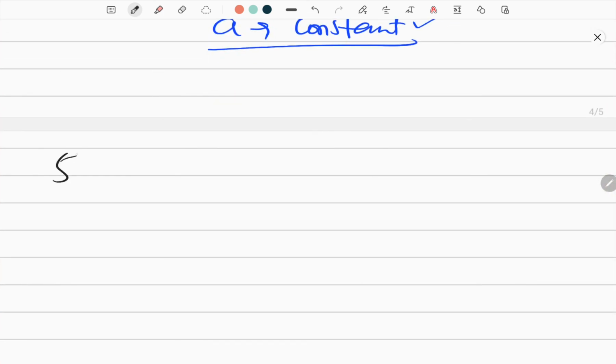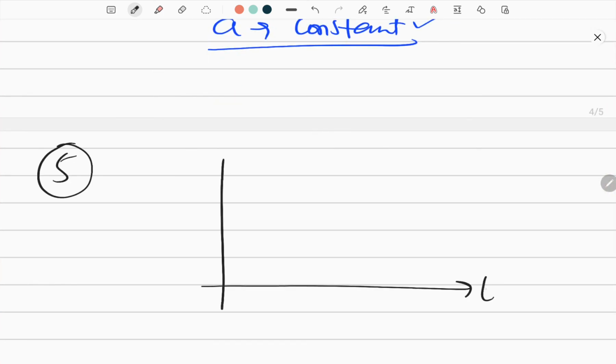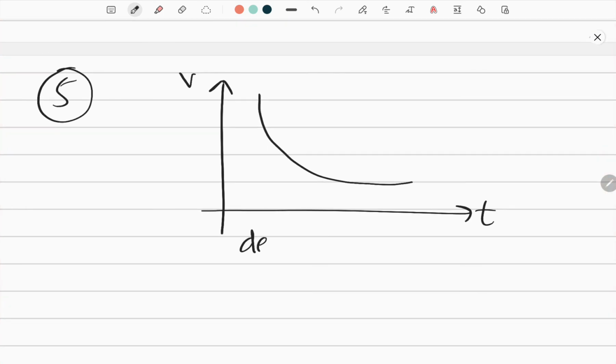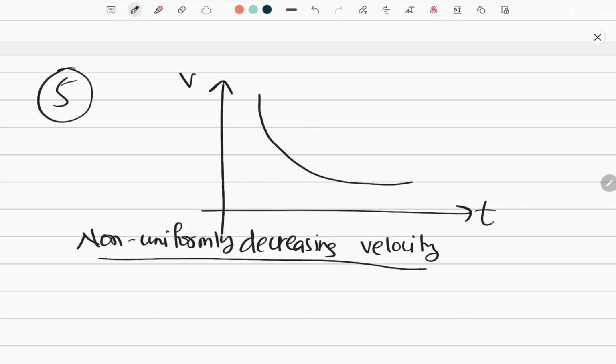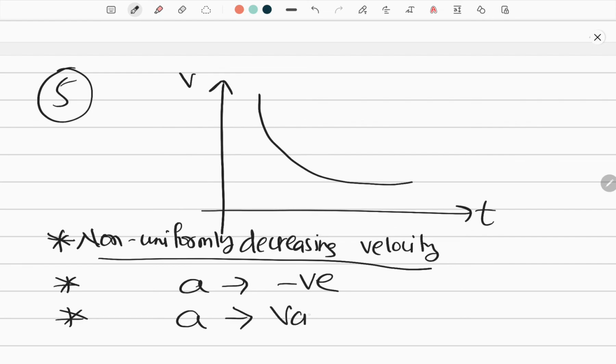All right, let us see the fifth graph. The fifth graph looks like this. This is t and this is v. This is decreasing velocity for sure, there is no doubt in that. But decreasing velocity, how is it decreasing? Non-uniformly. So this is non-uniformly decreasing velocity, and decreasing velocity means acceleration is negative. How about the value of acceleration? Is it constant? No, it is not constant, it is variable, because it is non-uniformly decreasing velocity, so that's why acceleration is also variable.